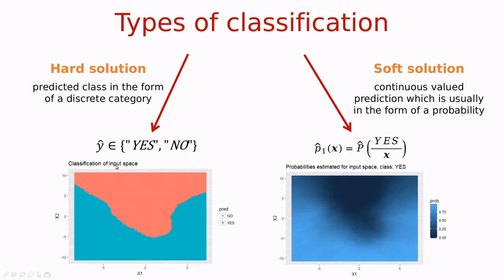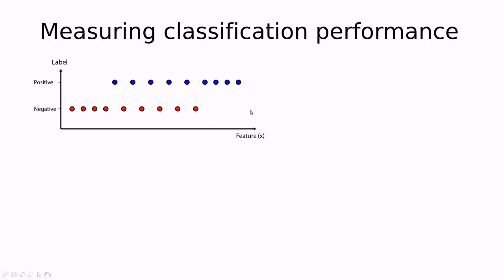So our classifier is going to put everything into this region or this one, and the border is going to be sharp. Or we have the soft solution, in which we're going to play with probabilities. But in either case, we need to talk about how good is our fit.